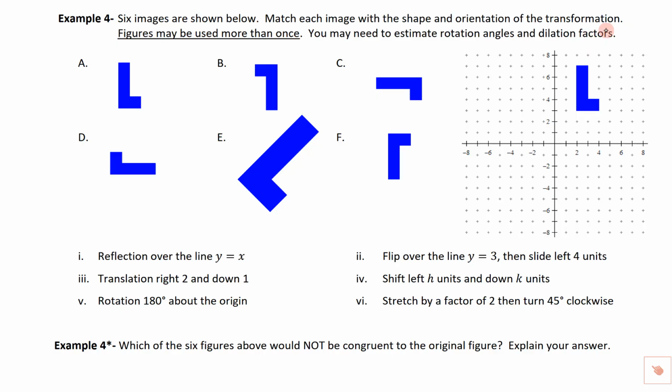Oh, that looks like roughly 90 degrees clockwise or counterclockwise, or maybe that was a stretch or shrink of factor of 1/2 or something like that. Okay, so let's take a look here. So A says a reflection over the line y equals x. All right, so I'm going to come over here and I'm going to draw the line y equals x. So I'm going to draw it just like this. Okay, I don't need much more than that.